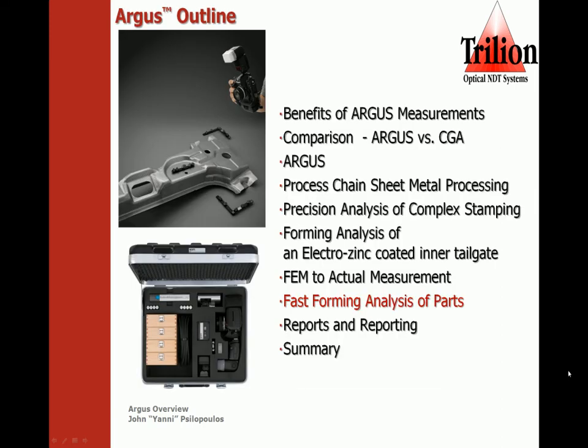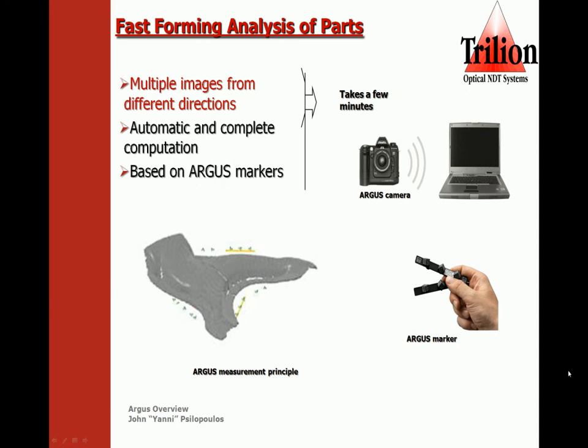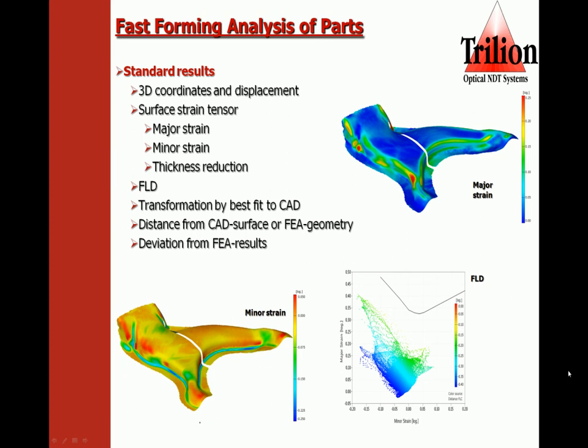Fast forming analysis of parts. This is a breakdown of exactly how the ARGUS works. It's based on multiple images from different locations. It's automatic and complete computations, and based on ARGUS markers as we discussed before, by using coded targets and scale bars to give it a size ratio. The standard results are 3D coordinates and displacements, surface strain tensors like major, minor, and thickness reduction strains, automatic FLD reporting, transformations by best fit to CAD, distance from CAD surface to FEA geometry, and deviation from FEA results.